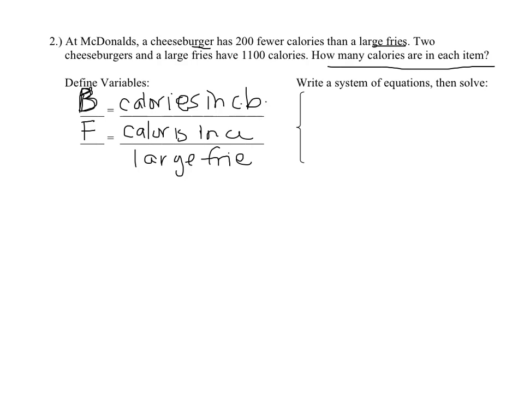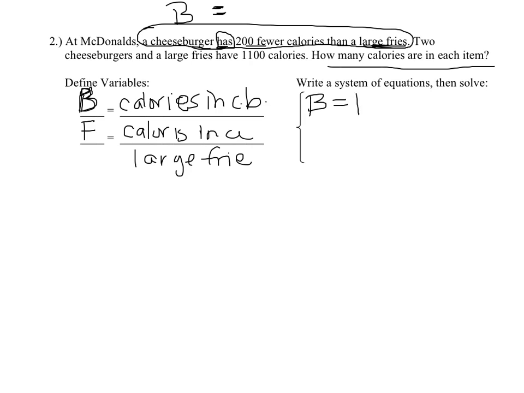Okay, so now I need to take each sentence one at a time. So I have to have two equations. The first one says a cheeseburger has 200 calories fewer than a large fry. Well, a cheeseburger, that's B. The word has is implying that the burger is equal to something. So B equals 200 fewer than the large fries, which is going to give us the fries minus 200, because the burger is going to be 200 fewer than the fries. So that's my first equation.